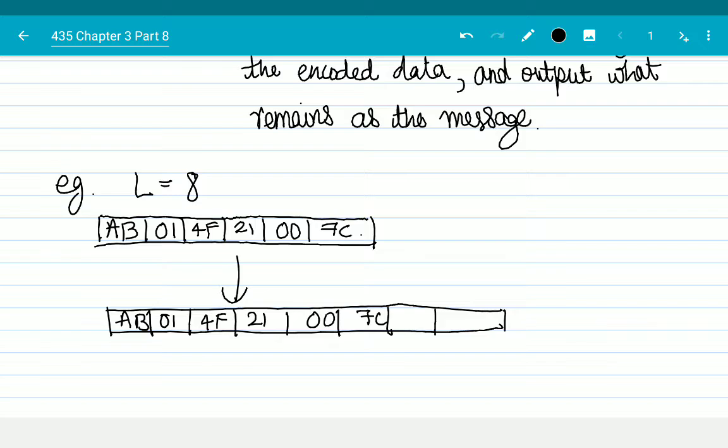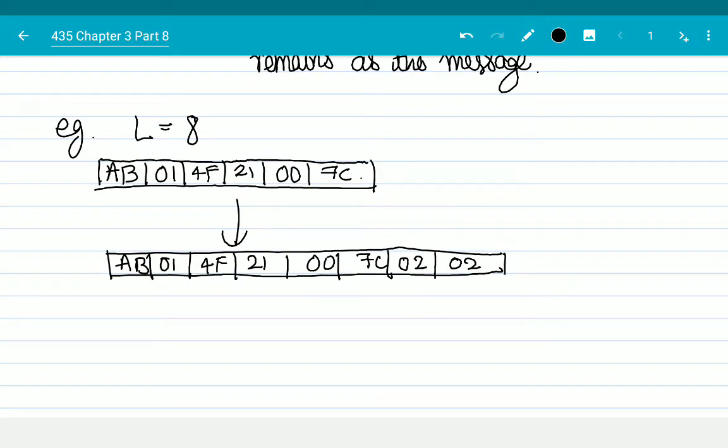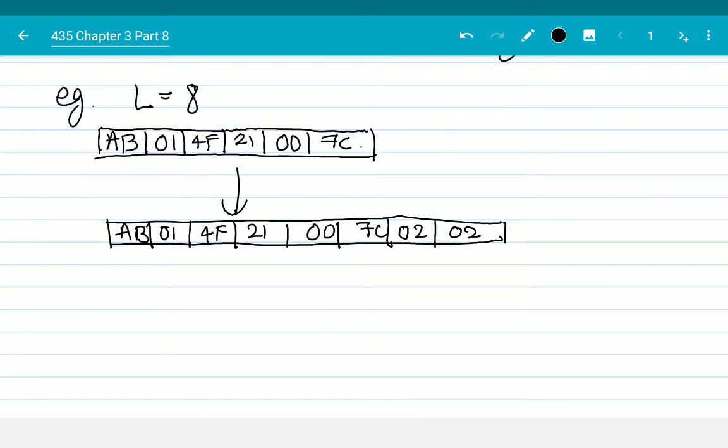Right? And now I have to append 2 bytes. So I'm going to write 0, 2, 0, 2. Okay? That's my padding. And so a padding oracle pads the message.